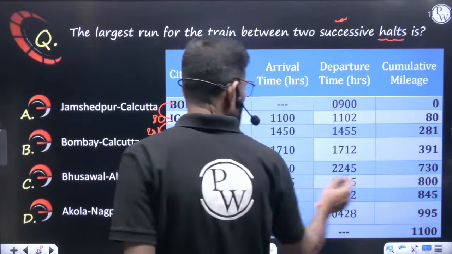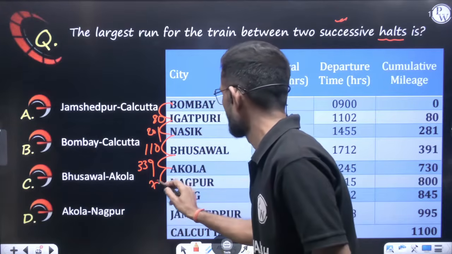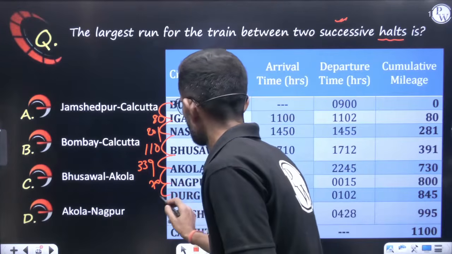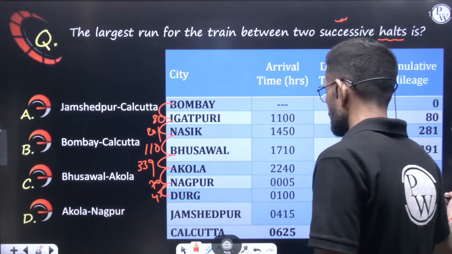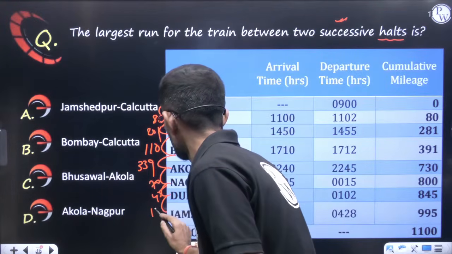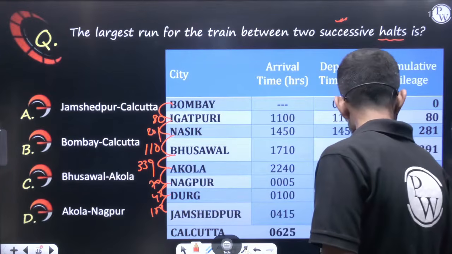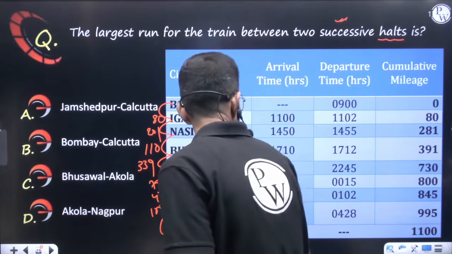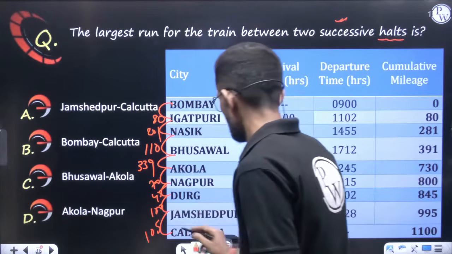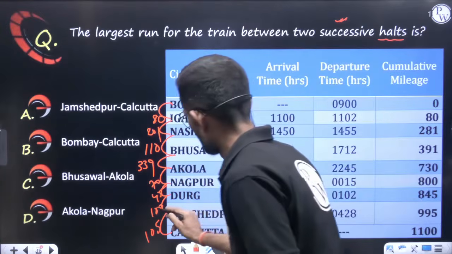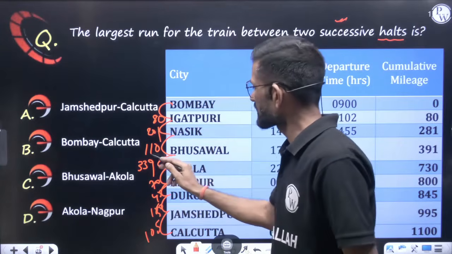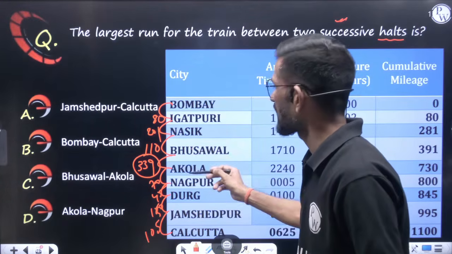Let's see. Akola to Nagpur, 730 to 800, is just 70 miles. Nagpur to Durg, 800 to 845, is just 45 miles. Durg to Jamshedpur, 845 to 995, is 150 miles. Jamshedpur to Kolkata, as already calculated, 1100 minus 995, is 105. So we have 80, 201, 110, 339, 70, 45, 150, 105. Which is the maximum? 339. That is from Bhusawal to Akola.